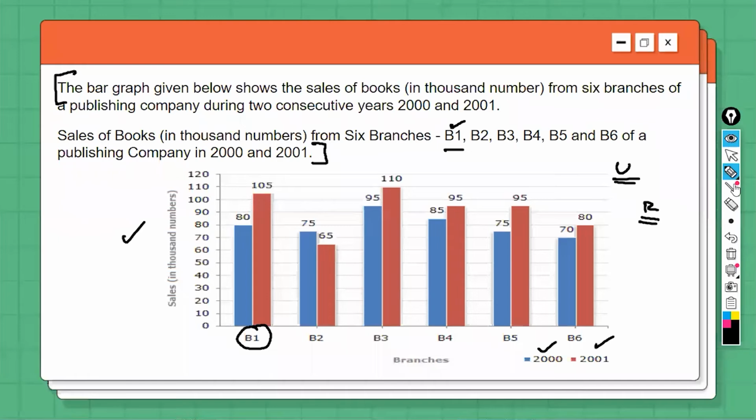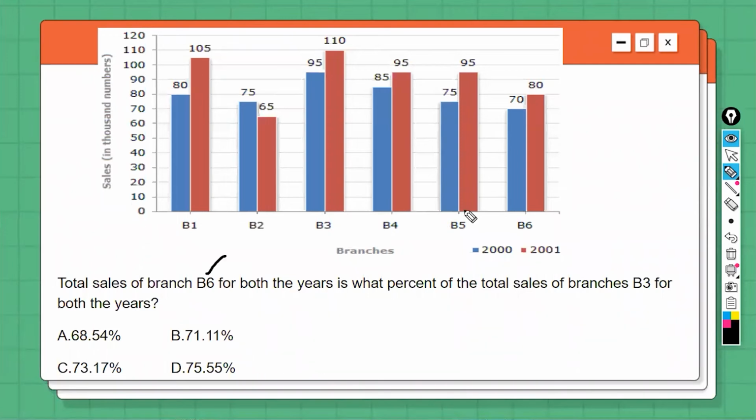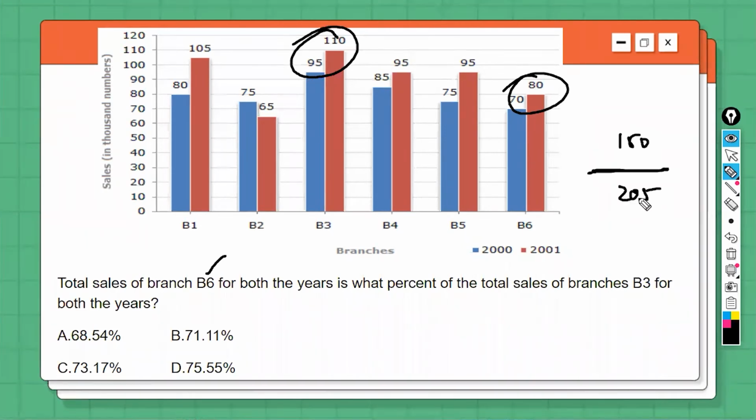Now let's look into the question. Total sales of branch 6 for both the years: 70 plus 80 is 150. Is what percentage of total sales of branch 3 for both the years? B3, this value, which is 205. Guys, can you understand this question? Yes, no?